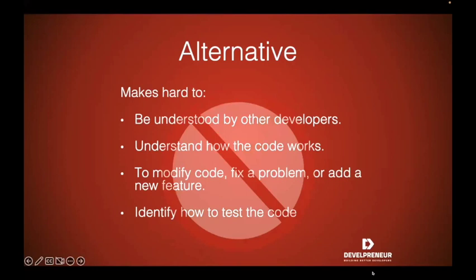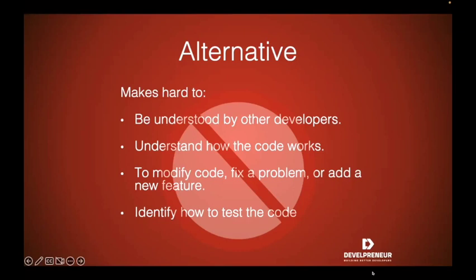Alternatively, if we don't write readable code, it's hard to understand. It's very hard to read. It's not very understandable by other developers. It's very hard to understand how the code works. Typically, when we don't write readable code, you'll hear developers say, oh, the code's unmaintainable. It's spaghetti code. We don't know what's going on. Those are signs that your code is not readable. It was not written well.